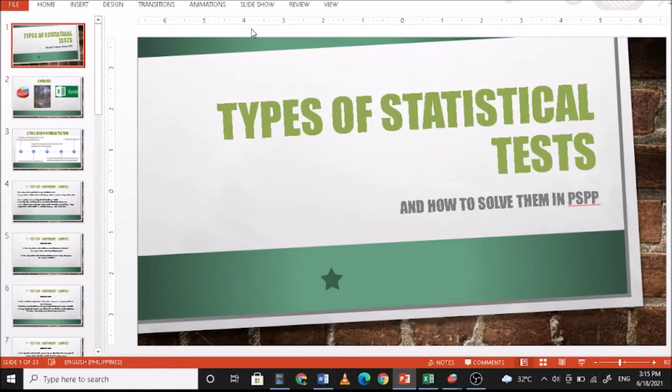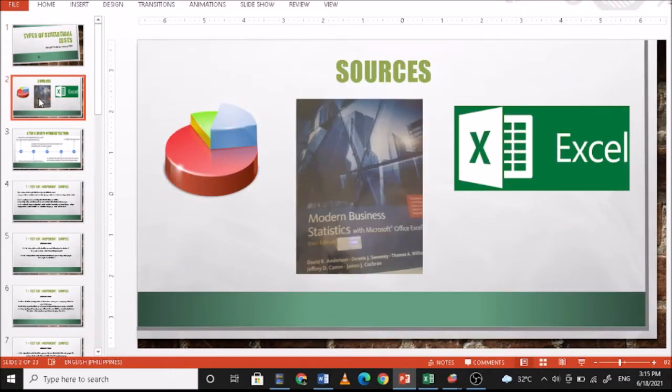Okay, today we're going to discuss types of statistical tests and how to solve them in PSPP. So in this presentation, we're going to use the t-test for dependent samples. All the problems in this presentation, or at least the data, are taken from Modern Business Statistics with Microsoft Office Excel. We're going to use PSPP to compute the t-test for dependent samples, and we're going to use Excel for the data encoding.